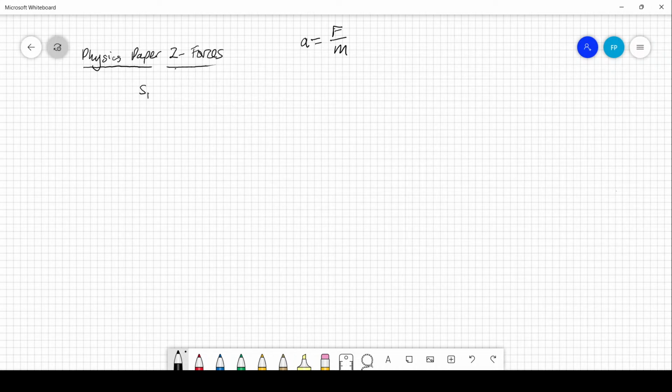So let's say we have a spring right here, and we'll just loop this around. So the spring has its initial length. Now when we attach a force to it by pulling on it, let's say with the weight, it will extend.